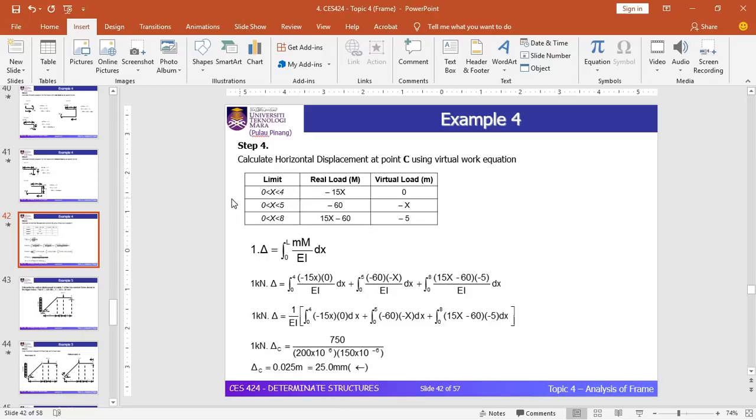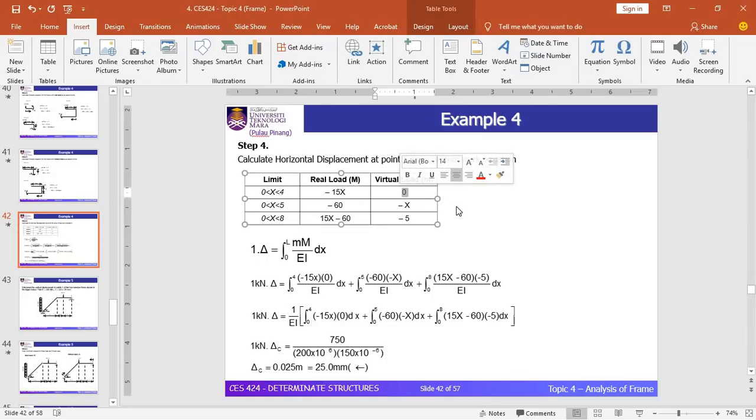First is the limit, or the range. Second is the equation of moment for the actual diagram, and the third column is the equation of moment based on the virtual diagram. For the first limit, which is 0, the moment is not shown in the solution.